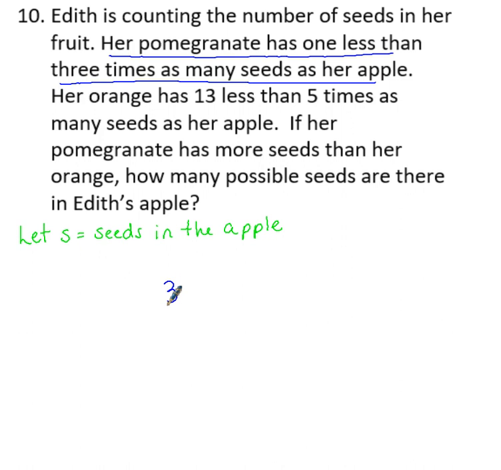So 3 times the apple and then 1 less than that is represented by this expression. Then they told us the orange has 13 less than 5 times the apple. So 5 times the apple and then less 13 looks like this. Then what she's telling us is that if the pomegranate has more, so the pomegranate seeds are greater than the orange, how many could be in the apple?